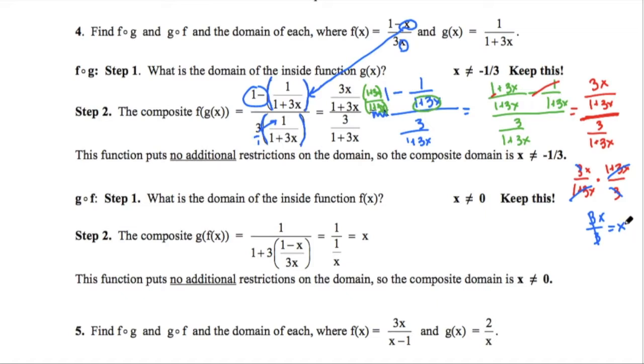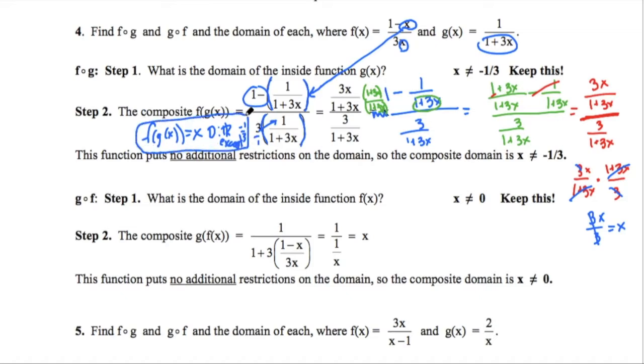X has no restrictions, but we're going to keep the fact that the original function, 1 over 1 plus 3x, we couldn't allow negative 1/3 to happen in the denominator. So f of g of x equals simply x, domain, all reals except negative 1/3.